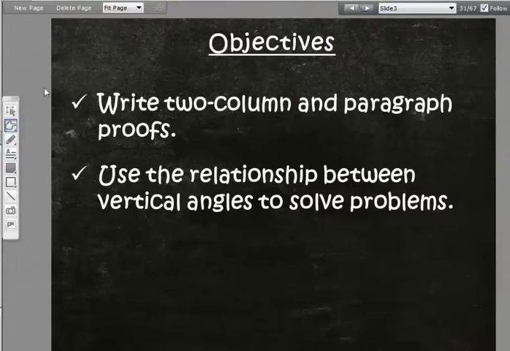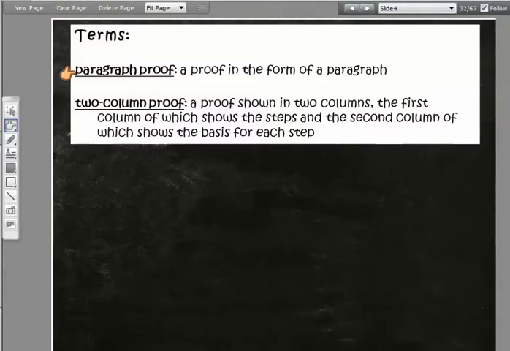Our objectives in this lesson are to write a 2-column and paragraph proof and to use the relationship between vertical angles to solve problems. Paragraph proof, a proof in the form of a paragraph. 2-column proof, a proof shown in 2 columns, the first column of which shows the steps, second column of which shows the basis for each step. And just an FYI, I'm going to do a 2-column proof in this lesson. The paragraph form of it is in the LMS. Okay?